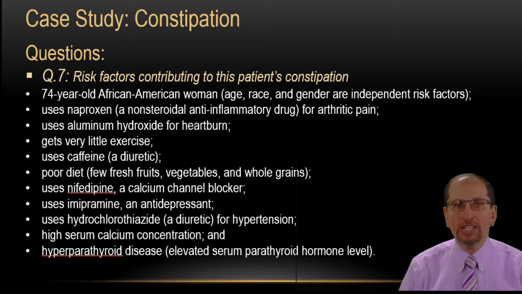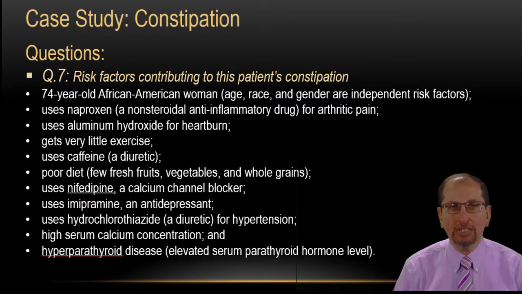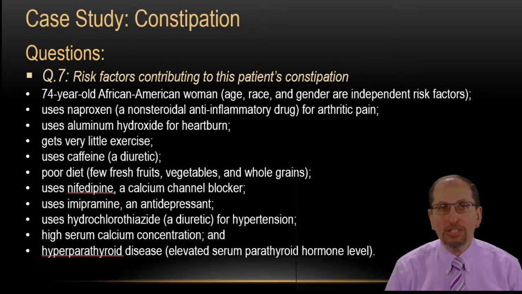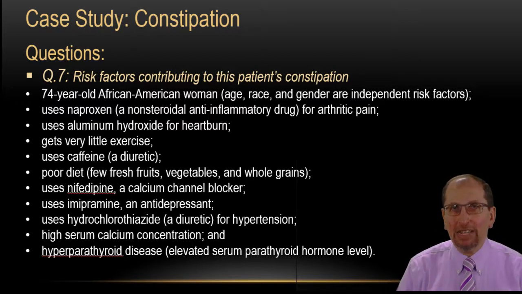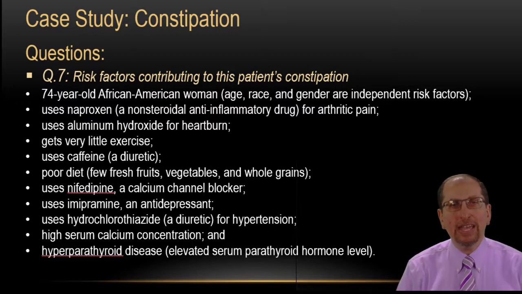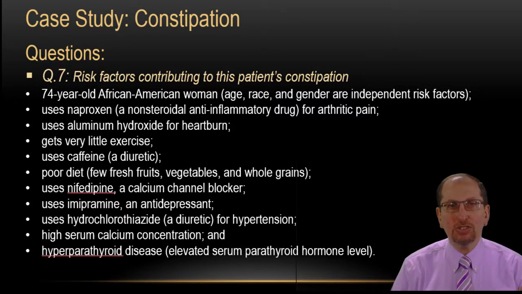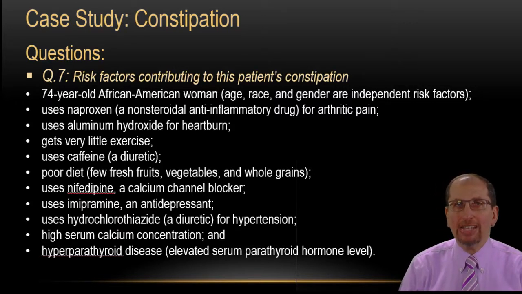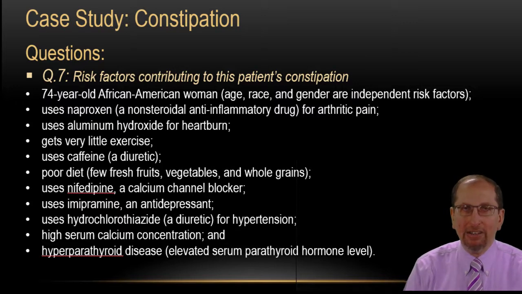This patient has been using aluminum hydroxide. That's why she is constipated. And she gets very little exercise, and this is an important contributing factor. And also she uses caffeine, which is a diuretic. Caffeine has a diuretic effect. Too much coffee, too much urine, this might add to some dehydration. And she's also having a poor diet, so few fresh fruits, vegetables and whole grains, this will reduce the bulk in her gut, and this adds to the problem of constipation.